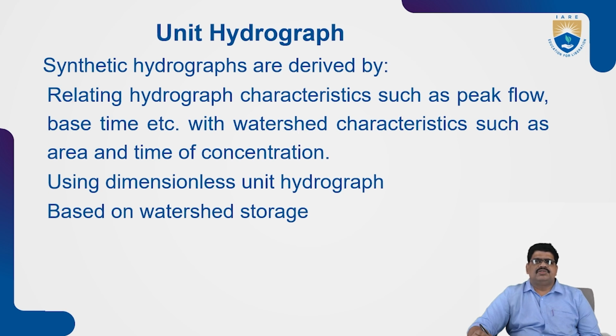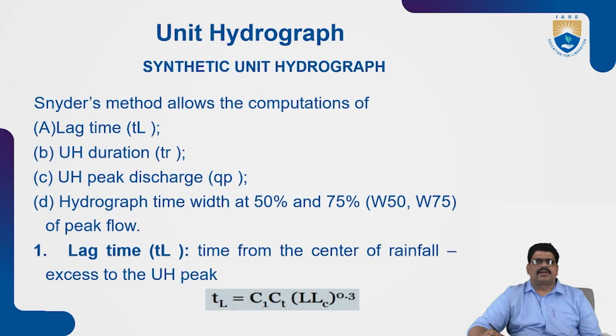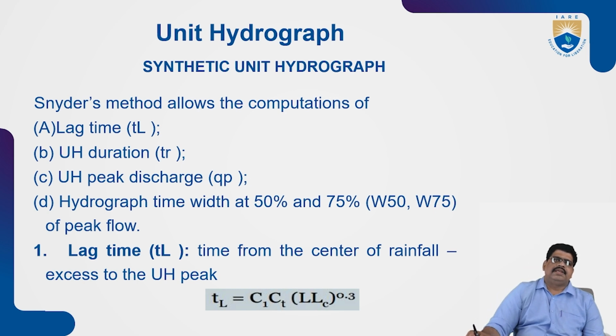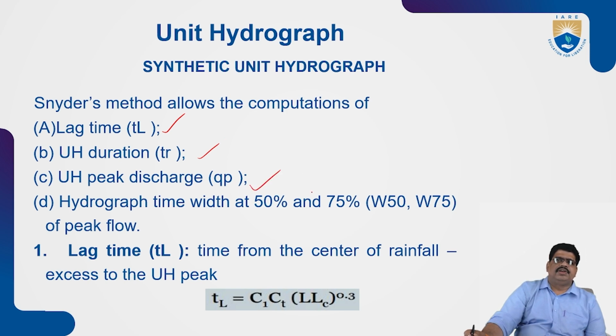Next, using the dimensionless unit hydrograph based on the watershed storages. The unit hydrograph is applicable for a gauged watershed, at the point of the stream where data is measured. For a nearby ungauged watershed, synthetic procedures can be used. So let us see the synthetic unit hydrograph. There are standard methods that can be applied. Here we have lag time TL, unit hydrograph duration TR. So TL is the lag time, TUH is equal to TR, and the UH peak discharge is QP. The hydrograph widths W50 and W75 are taken at 50 and 75 percent of the peak.